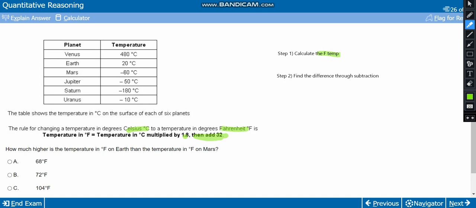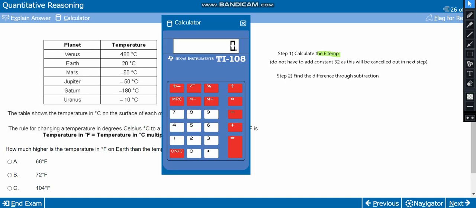And remember, in the UCAT, we don't have that much time. So we're going to use the calculator and multiply the temperatures in degrees C by 1.8 in both Earth and Mars, and then subtract them and not add 32 to either, just to find the difference. And this is going to save us some time.